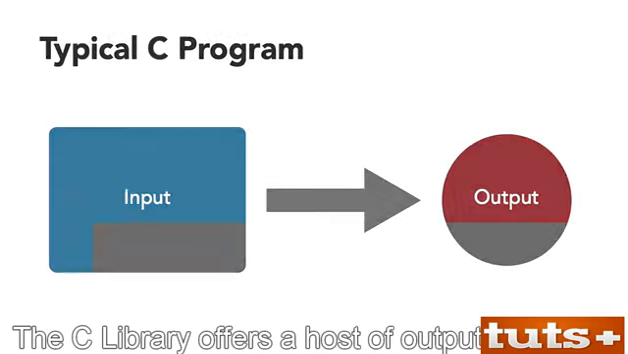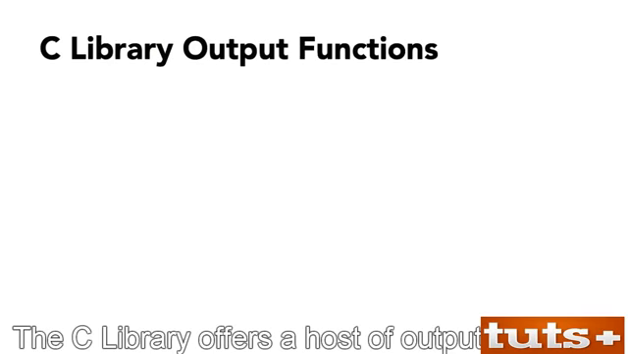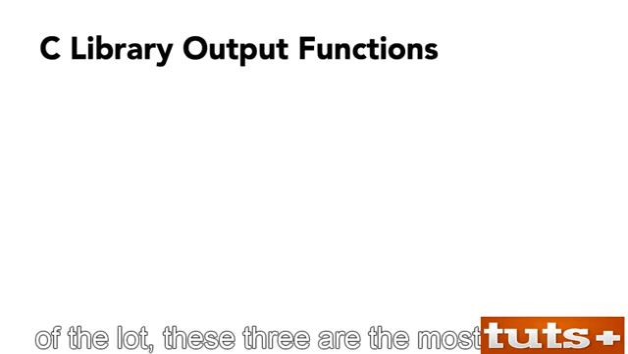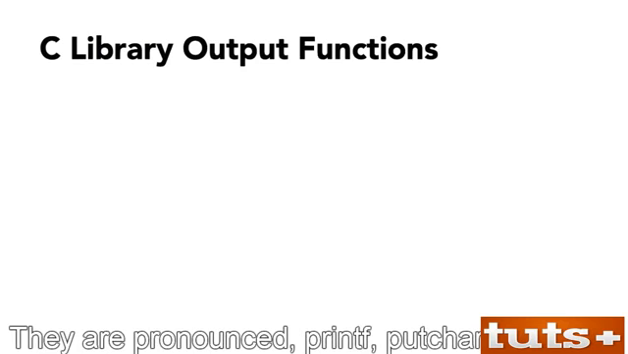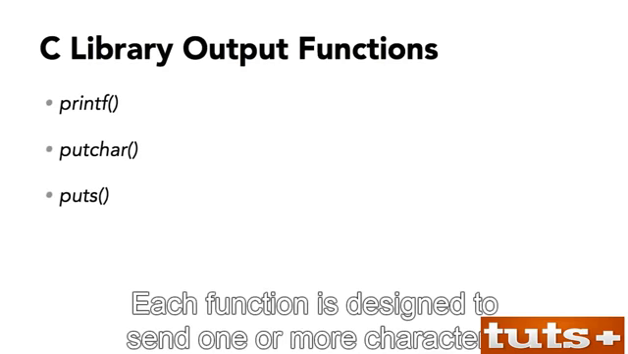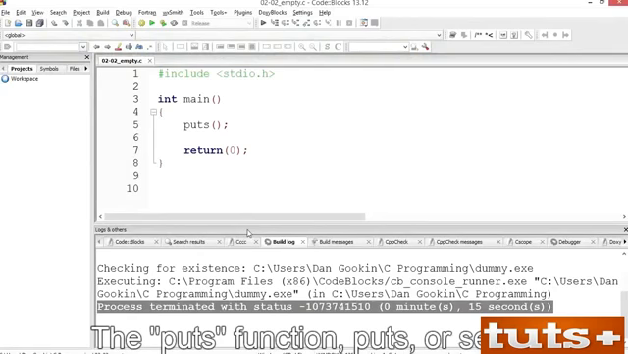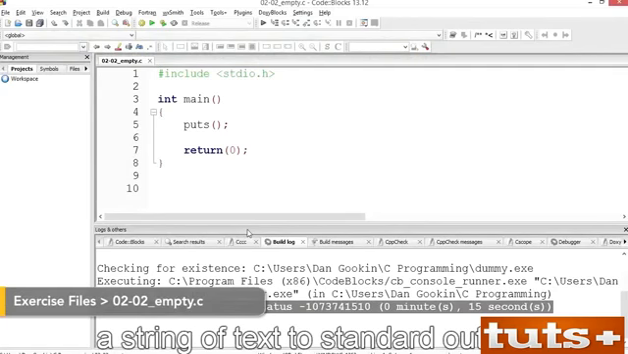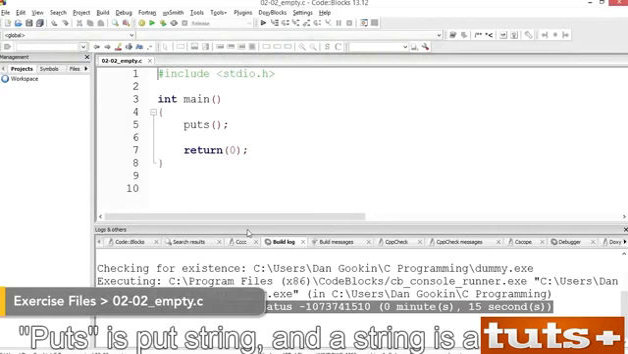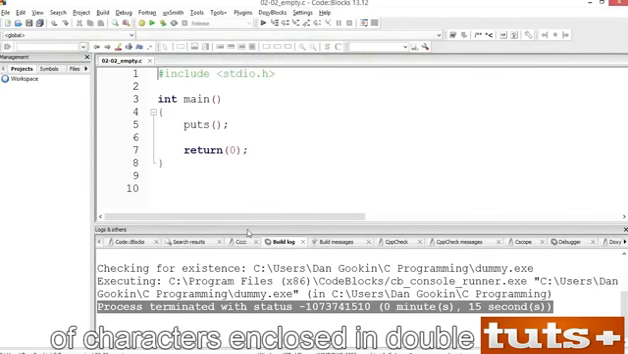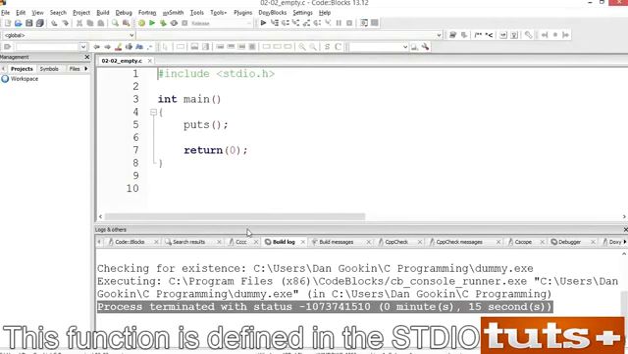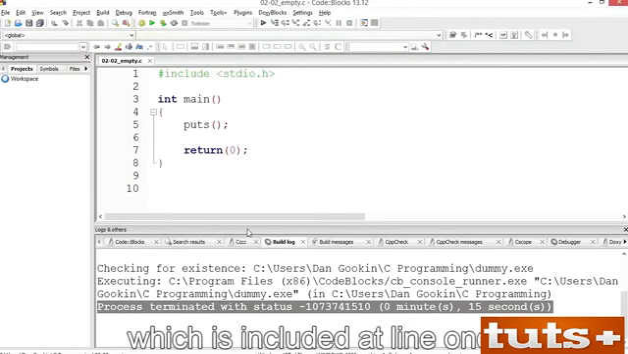The C library offers a host of output functions. Of the lot, these 3 are the most popular. They are pronounced: printf, putchar, and puts. Each function is designed to send one or more characters to the standard output device, which is the screen or terminal window. The puts function puts or sends a string of text to standard output. Puts is put string, and a string is a collection of characters enclosed in double quotes. This function is defined in the stdio header file, which is included at line 1.